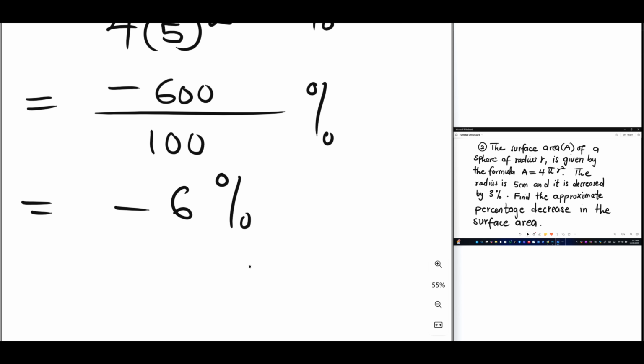But we don't use the negative in the final answer. The negative means there has been a reduction. That's why the negative is here. So when you are concluding, you have to write the positive aspect. So there has been a 6% reduction in the total surface area of the sphere as a result of a 3% reduction in the radius of the sphere. So our answer here is 6%. The approximate percentage decrease in the surface area is 6%.